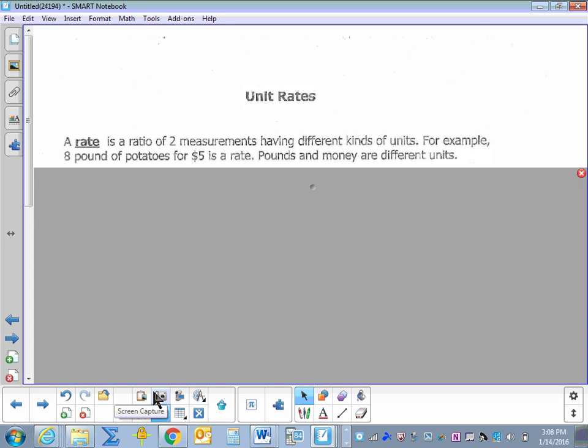Unit rates. A rate is a ratio of two measurements having different kinds of units. For example, 8 pounds of potatoes for $5 is a rate. Pounds and money are different units.